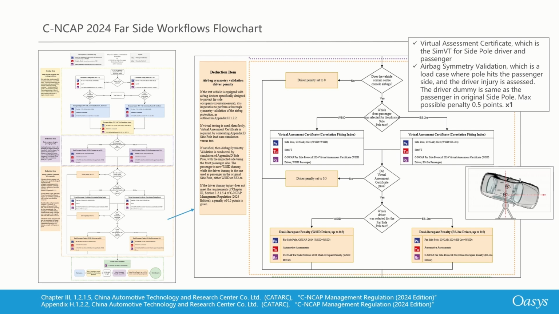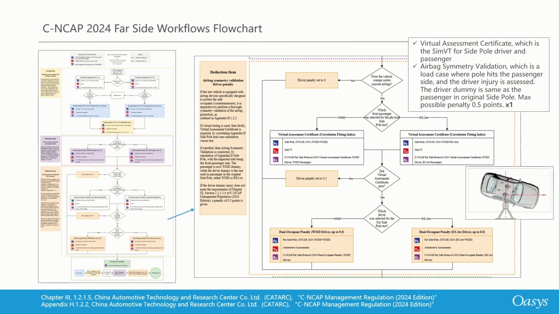If we don't pass the virtual assessment certificate, then we lose all the points, so we get a penalty of 0.5. If we do, then we move on to carrying out the far side pole assessment, which is essentially the reflected assessment of the side pole, and there's a penalty of up to 0.5 points depending on the injury score.